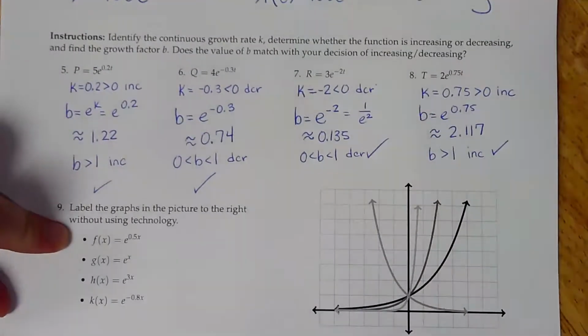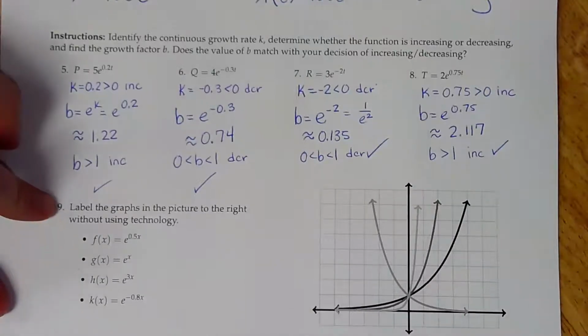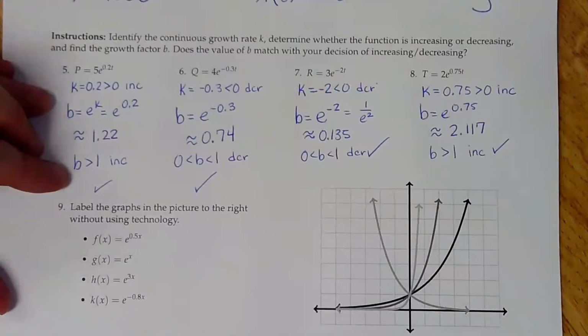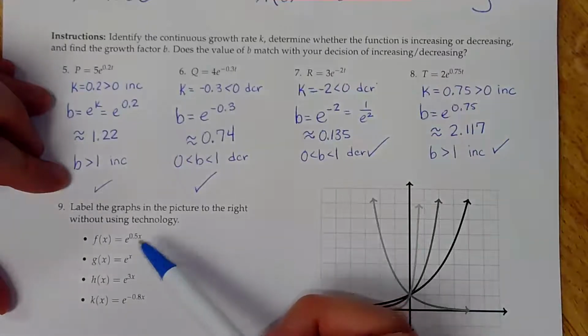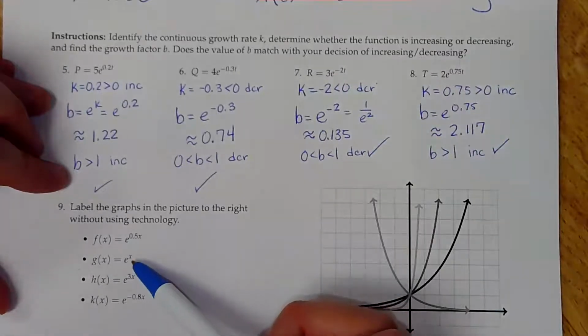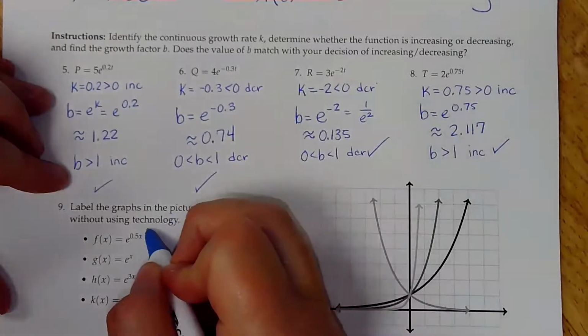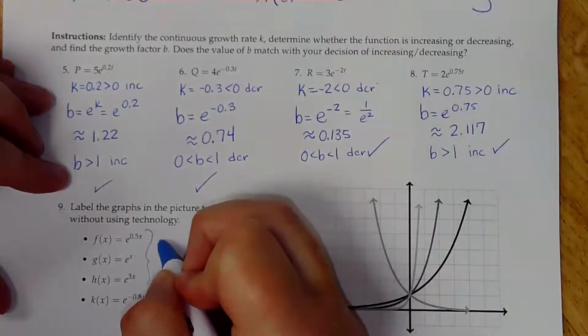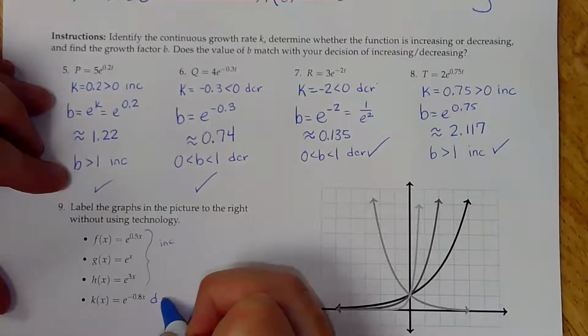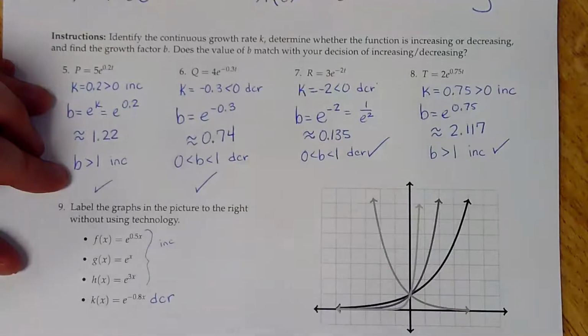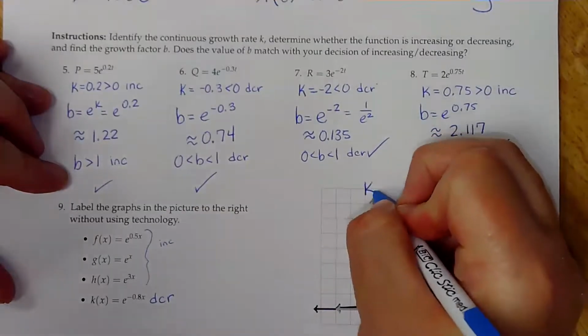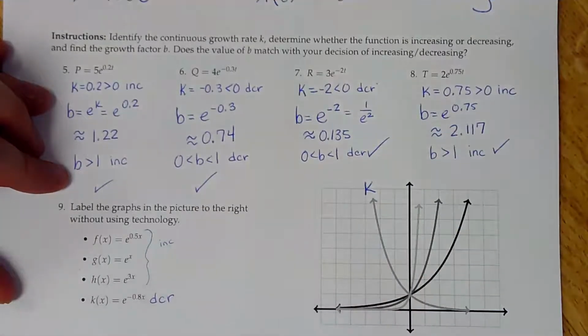Number 9, now that we've got a good sense of how this increasing and decreasing works, let's see if we can match these up. I have e to the 0.5x, e to the 1x, e to the 3x, and e to the negative 0.8x. These 3 all have positive k values, so I know that they're increasing. This one is the only one with a negative k, so k is negative 0.8. And that one is decreasing, so that means this is k, the function k here.